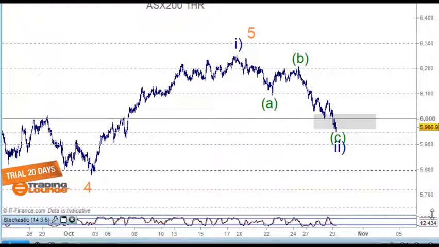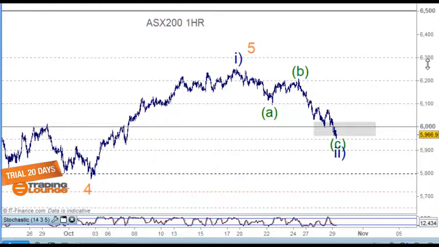This is how I was looking at it yesterday on this 1 hour chart here. We were looking at possibly wave 1 here with an A and a B and a C wave down into the 61.8% mark here. But today I want to have a look at another count. If this market finds support on 6,100, then this market would be correct. But otherwise, we'll see this market move further down.